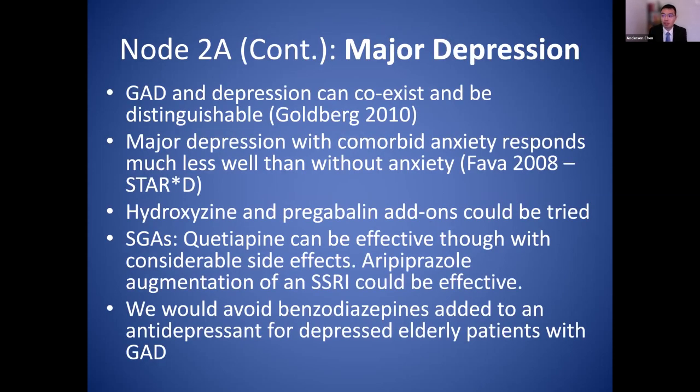You might want to consider, is there concomitant major depression? Because major depression and generalized anxiety disorder can coexist, and they're distinguishable. We do know that MDD with comorbid anxiety responds much less well than without anxiety. Hydroxyzine and pregabalin add-ons could be tried in these situations. Quetiapine can be effective, but there are considerable side effects, right? It's anticholinergic, there are QTc concerns, the black box warning, and extrapyramidal symptoms. Aripiprazole augmentation of an SSRI could be effective as well, but again, it's an antipsychotic, and many of the side effects I mentioned, you want to be mindful of. We would avoid benzodiazepines, and benzodiazepines can sometimes even worsen the neurovegetative symptoms. I will go into more detail later about the avoidance of benzodiazepines.